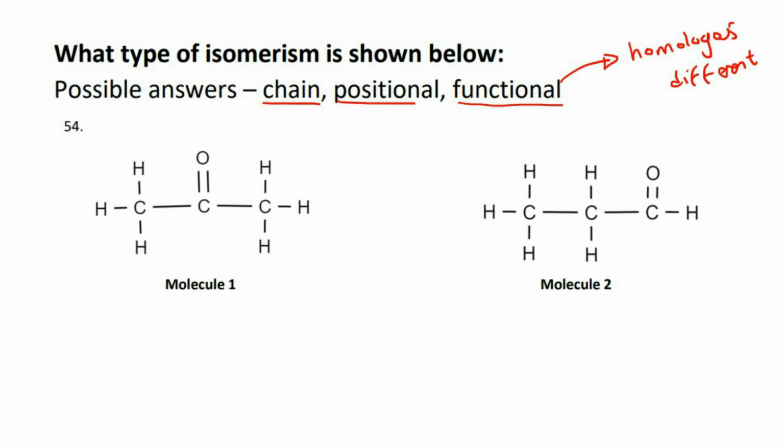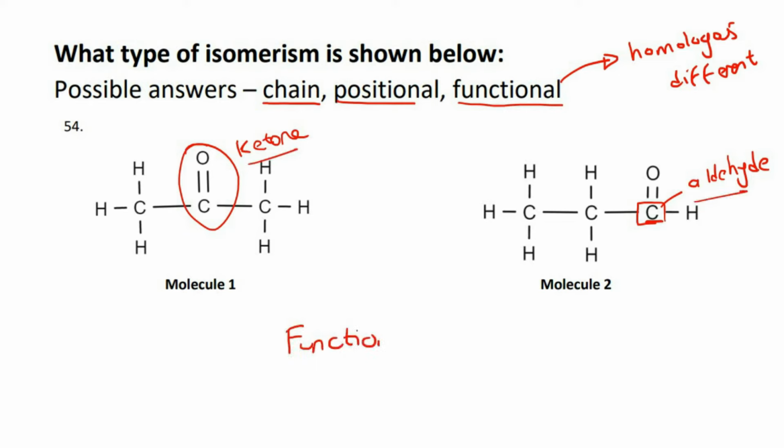So if we look at this molecule here, we should be able to identify that this is a ketone. If you look at this one over here, it's got the carbon double bond oxygen on the side, which means it's on the very last carbon, which means it's an aldehyde. Aldehyde has the double bond oxygen on the side. So because the homologous groups are different, this is definitely going to be functional isomerism.